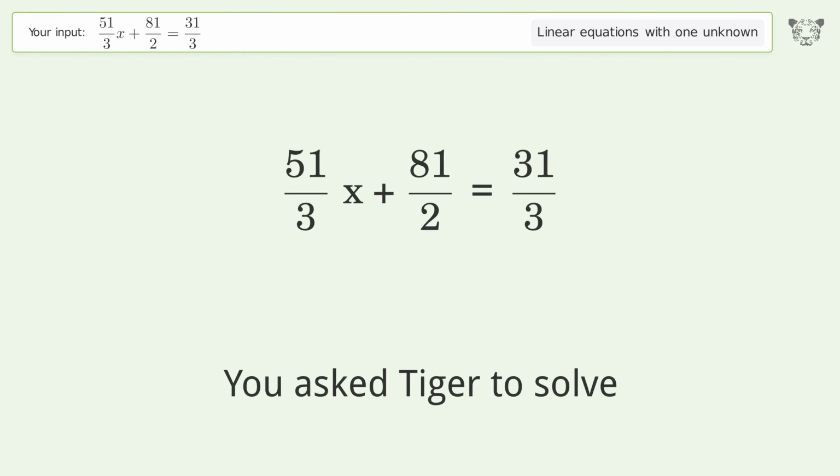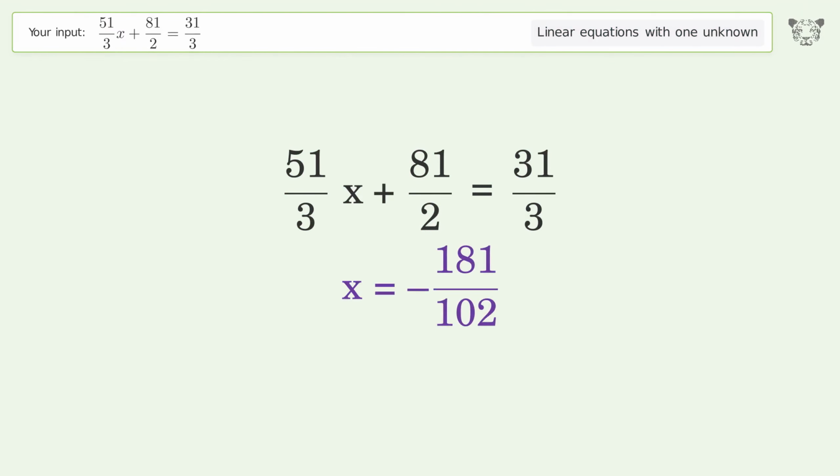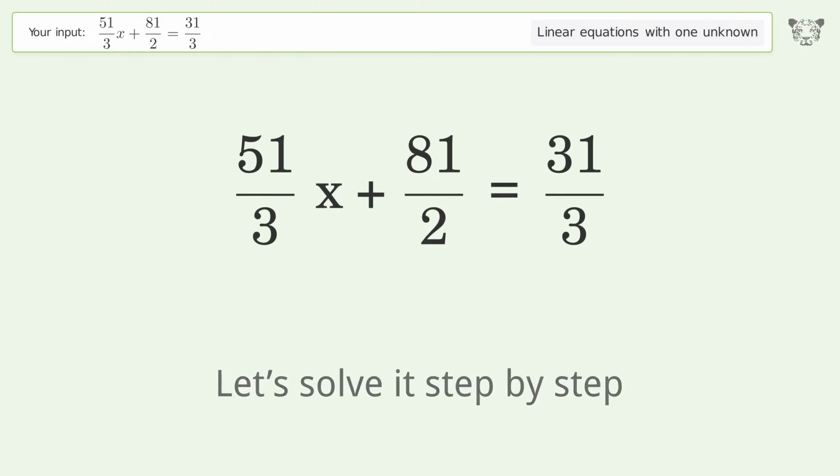You ask Tiger to solve. This deals with linear equations with one unknown. The final result is x equals -181 over 102. Let's solve it step by step.